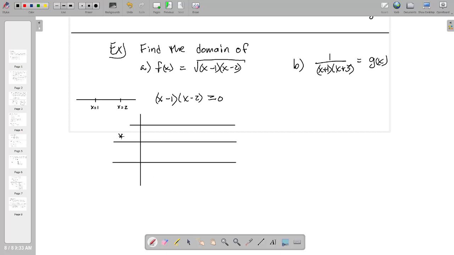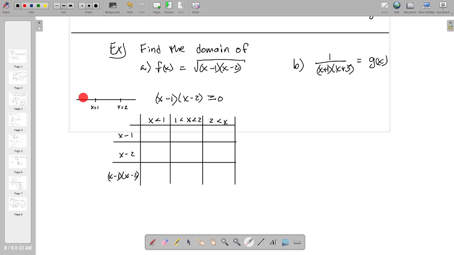So we have x minus 1 here, x minus 2, and the product x minus 1 times x minus 2. And then we divide up our region into 3 regions. Specifically, x is less than 1, x is between 1 and 2, and x is greater than 2.